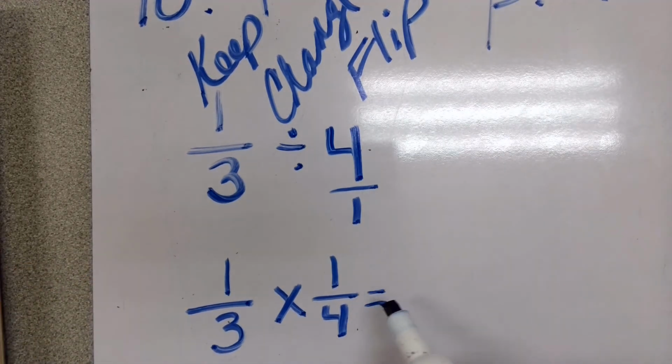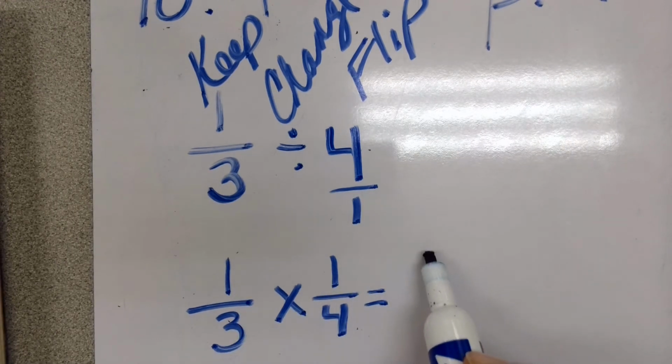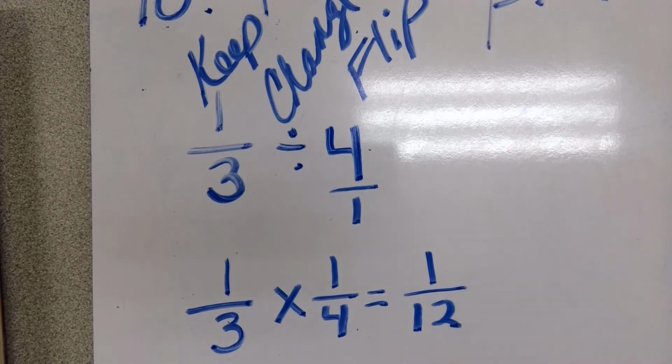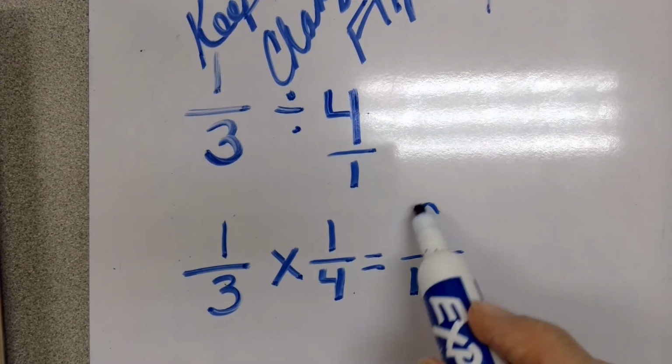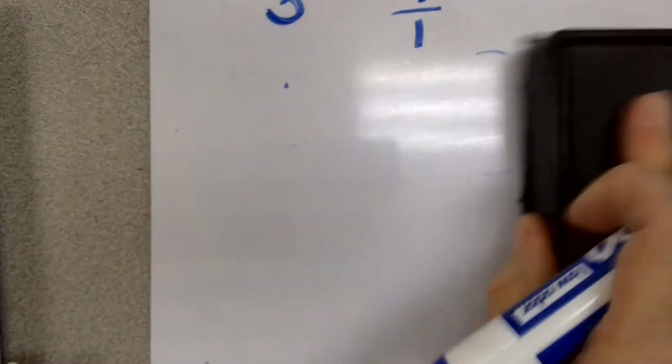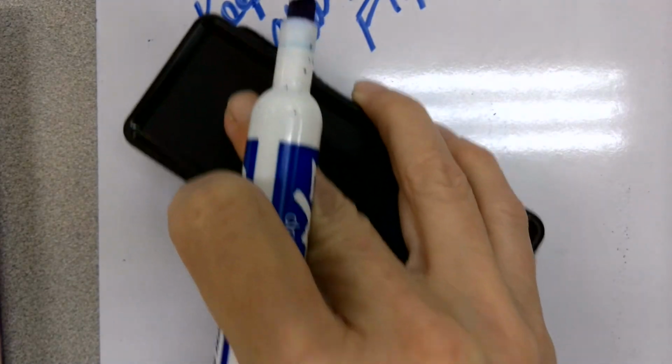So now we have our problem: 1 times 1 and 3 times 4. So our fraction is 1/12. So 1/3 divided by 4 is 1/12. Let's look at number 1. Let me erase that. We'll keep, change, flip.